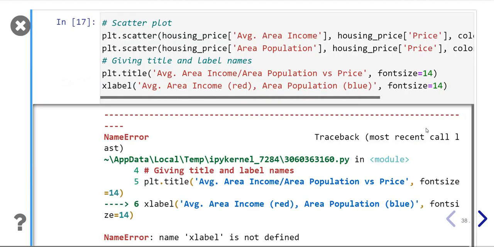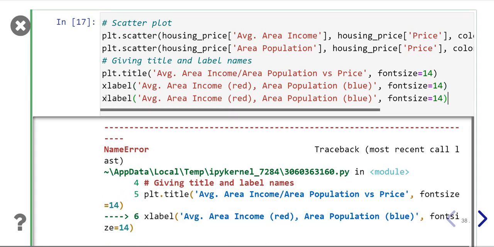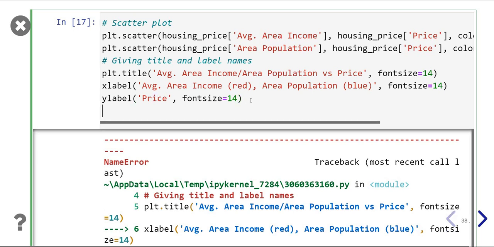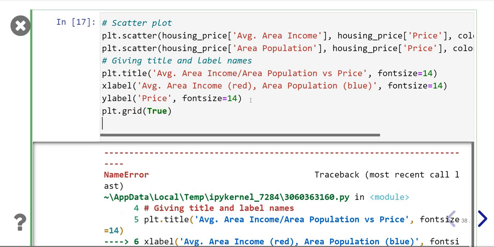Again, do for the Y label. So the Y label is nothing but the price. So we can change this to price. Then we can actually use the plot grid. We can turn it on, true.